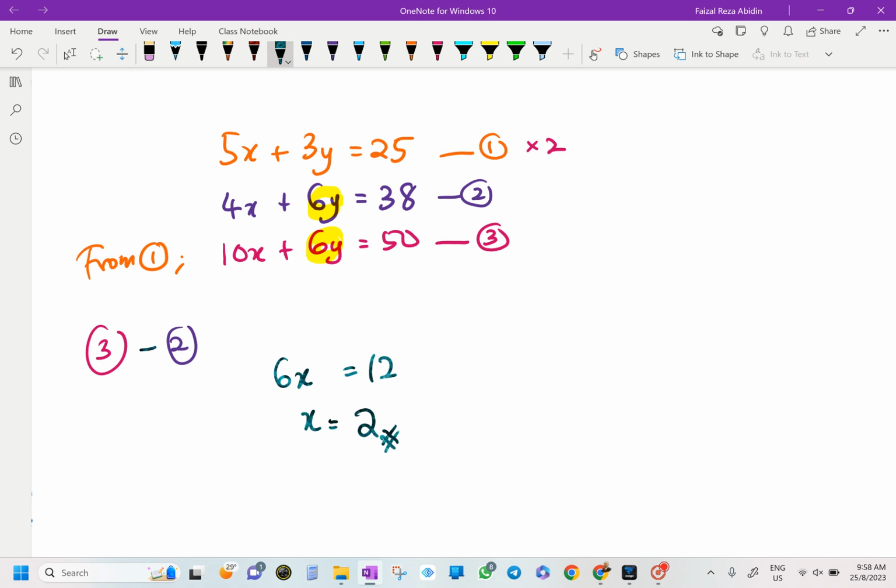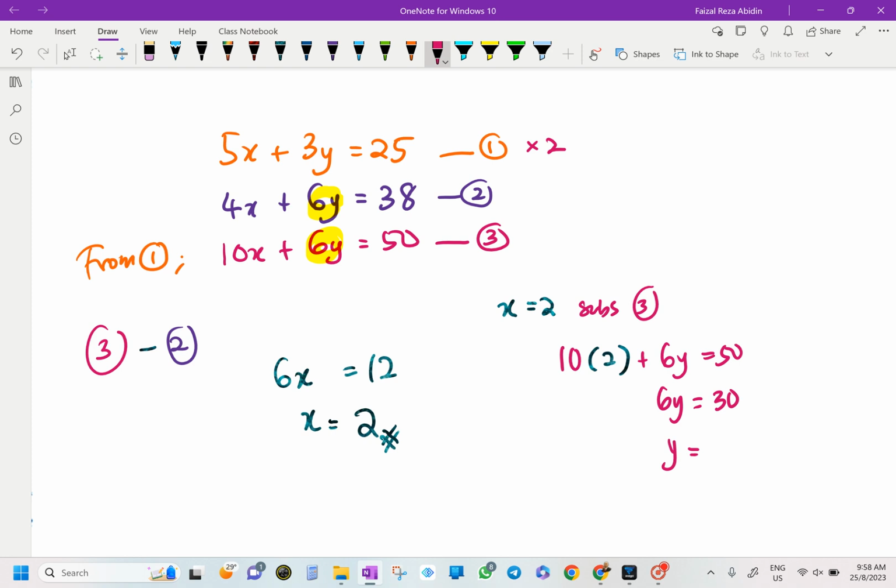Now, what are we going to do? You can choose either equation 1, equation 2 or equation 3 to substitute x equals 2 into. Which one do you want to substitute? Equation 3, okay, no problem. So you're going to get 10 times x, which is 2, plus 6y equals 50. 10 times 2 is 20. You get 6y equals 30. So y here is 5. That's going to be your answer.